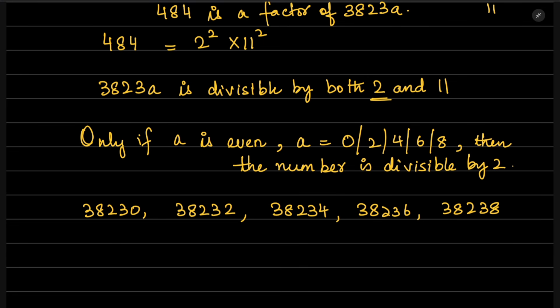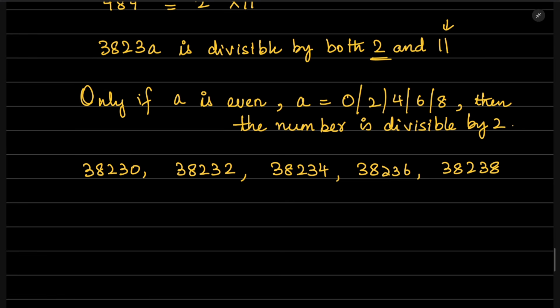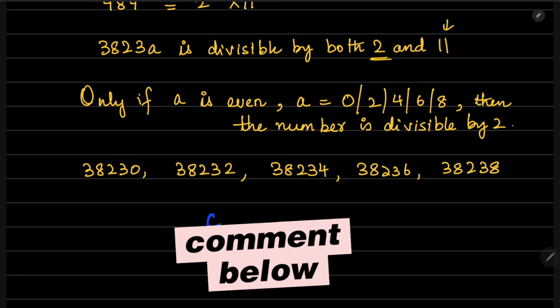Among these 5 numbers, you have to tell me which number will also be divisible by 11, and that will be your final answer. So you will have to actually divide each of these numbers by 11 and see. Definitely one of the numbers is divisible perfectly by 11. You have to find out which is that number, and I will leave this to you.